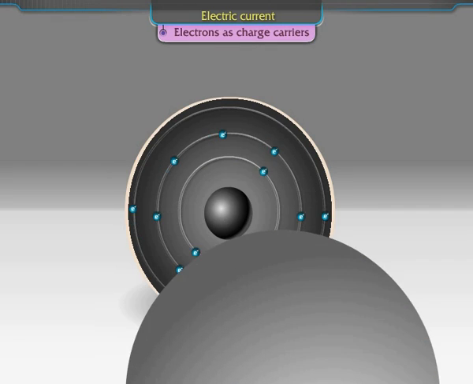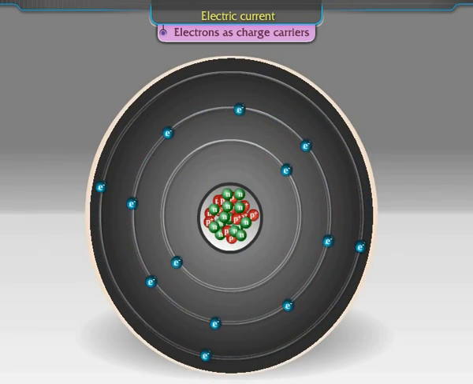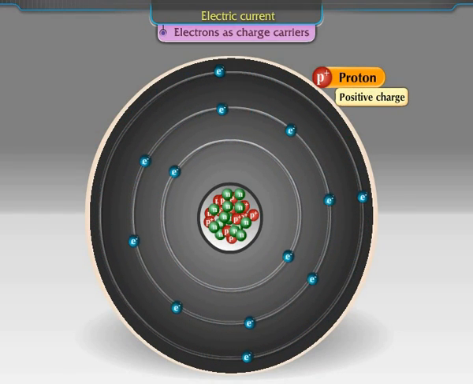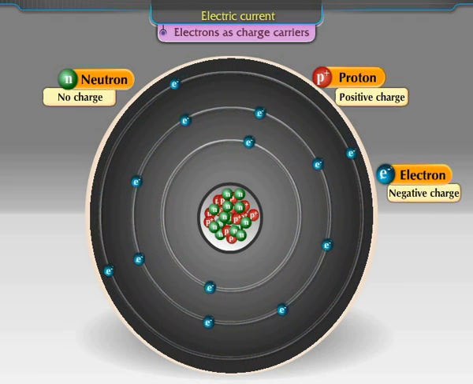An atom has a nucleus at its center. Inside the nucleus, there are protons having positive charge and neutrons with no charge. The negatively charged electrons revolve around the nucleus.